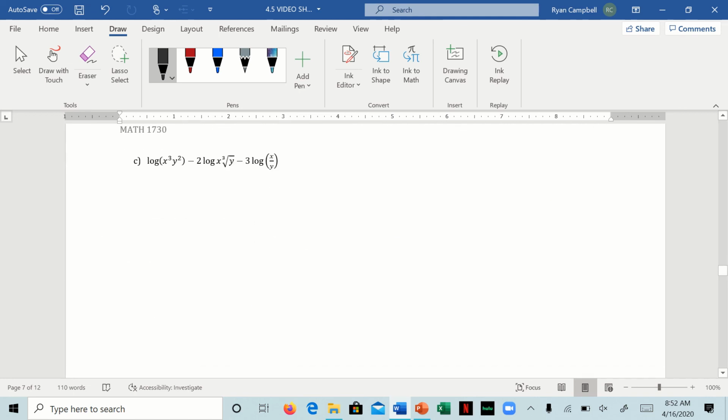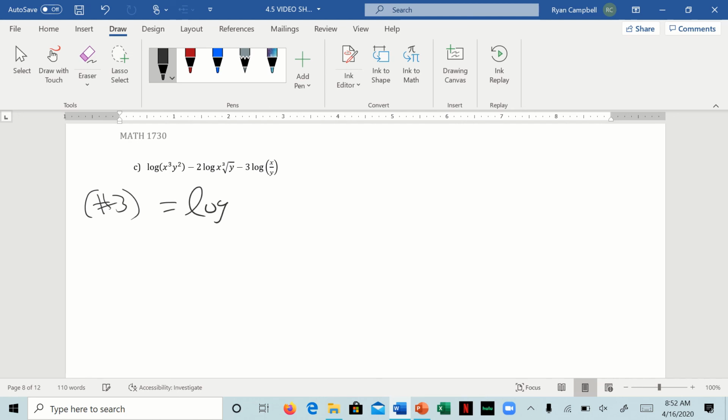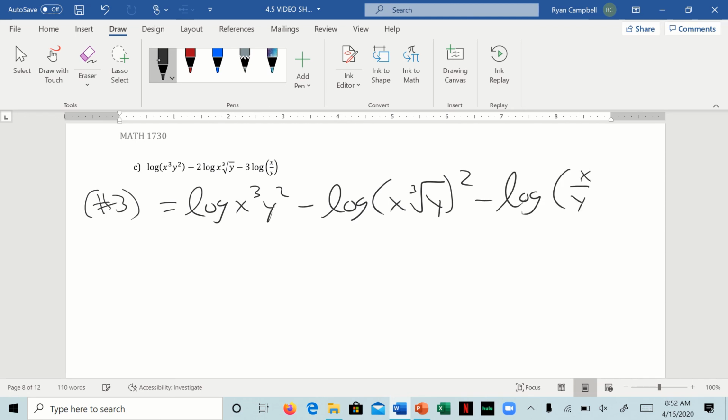All right, and then last one, part C. So let's do number 3, right? Bring all the exponents out, or from out front. So we get log of x cubed y squared, minus log of all of that being squared, minus log of all of that being cubed.